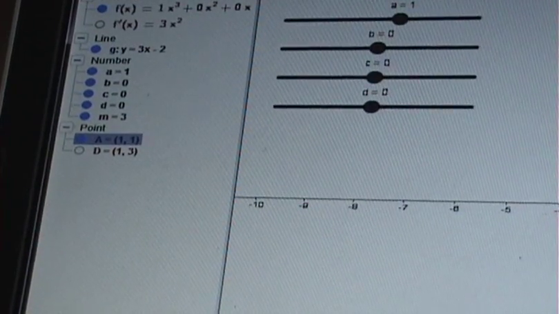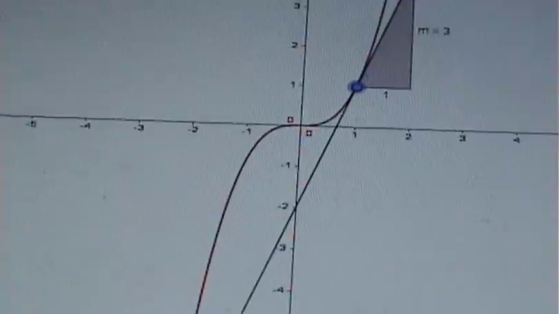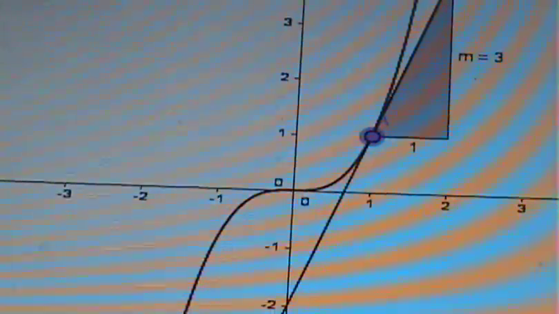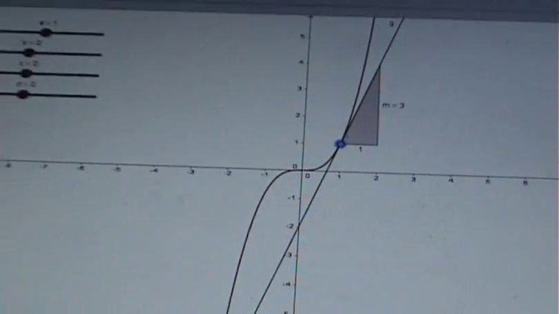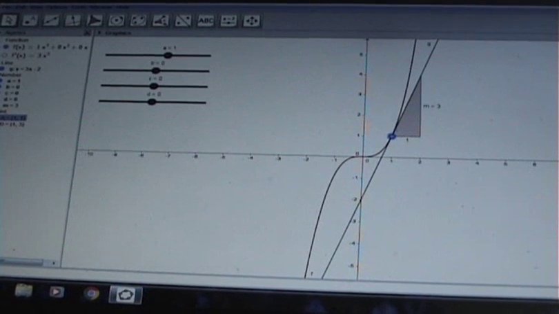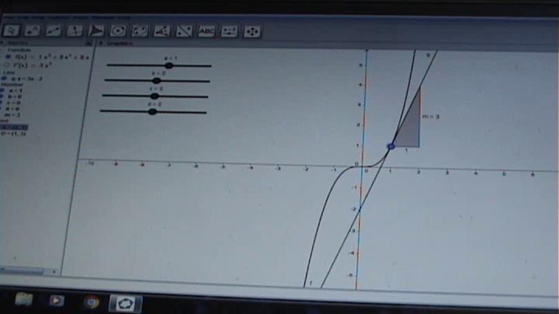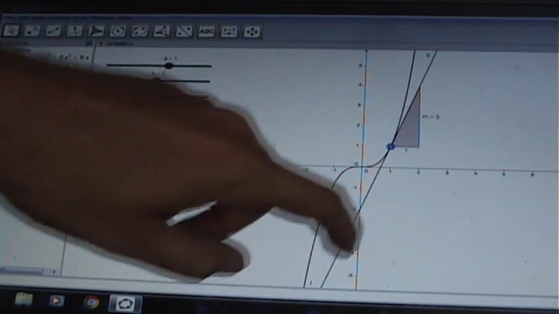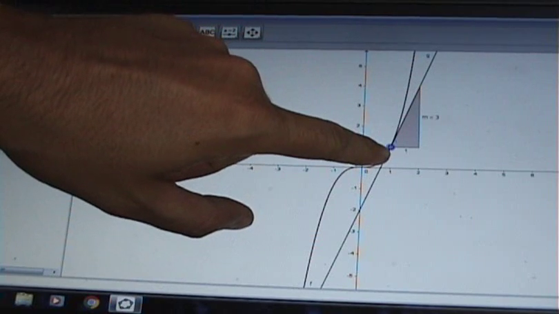We also created a point A, which I currently have at (1, 1). I just set the x value, and on the graph of x cubed, if I put it at x equal to 1, then y is going to be equal to 1 as well. We also created a point D, which we're going to use in a second, but what we want to look at is the relationship. In calculus, the derivative of a function gives the slope of the tangent line to that function. So you notice we also created a tangent line that passes through point A.